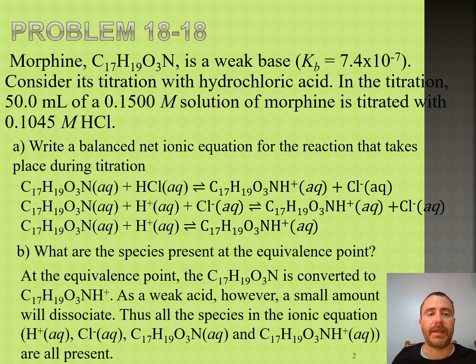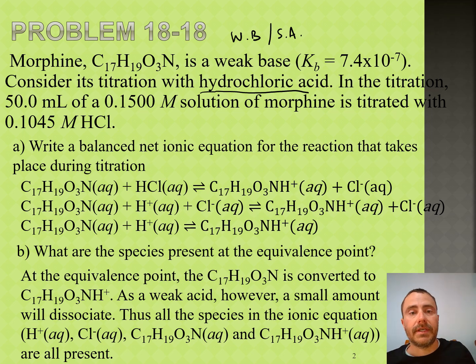All right, we're going to titrate it with a strong acid. So this is going to be a weak base, strong acid titration problem. That's the first thing to do when you get a titration problem, note what type it is. We're going to titrate 50 mL of 0.15 molar morphine with some 0.1045 molar hydrochloric acid. So let's look at all of the different things that they're going to want us to do in this problem, as there's going to be quite a bit.